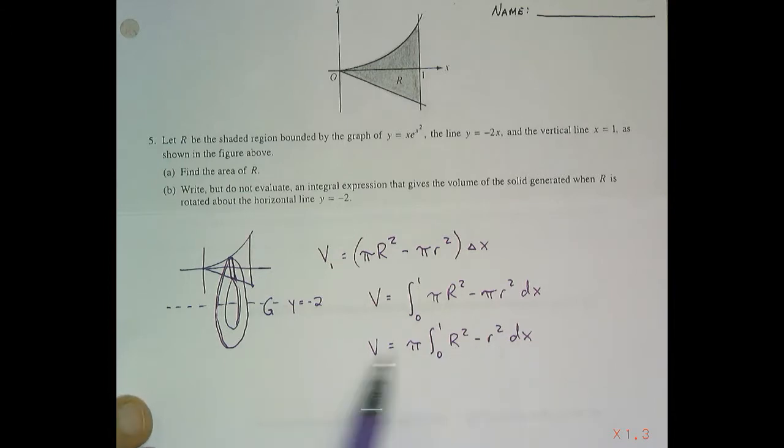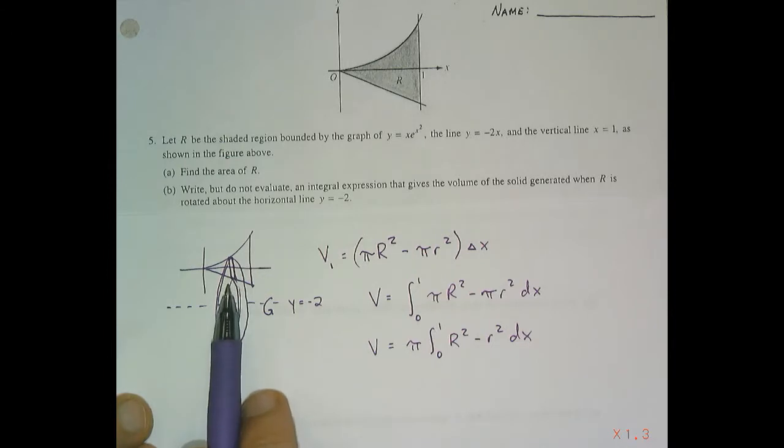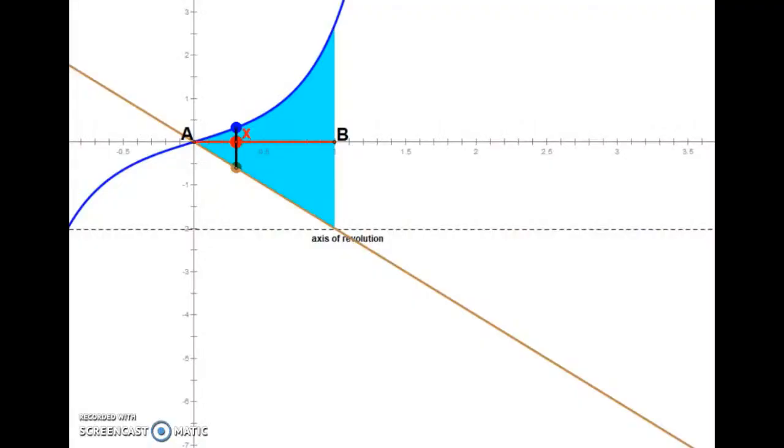So before I get into that, let's cut to a little clip that kind of animates this shape so that if you're having trouble picturing it on paper, you can maybe see it in the computer animation. All right, so what we see here is the blue curve represents x e to the x squared, and the brown curve represents the line y equals -2x. And then we have an axis of revolution here at y equals -2.